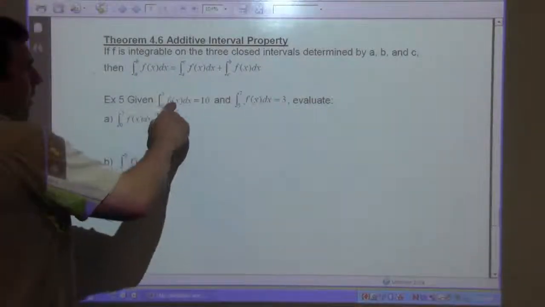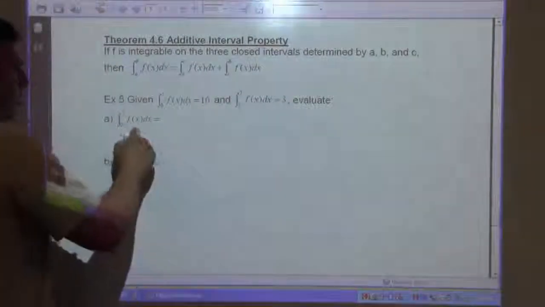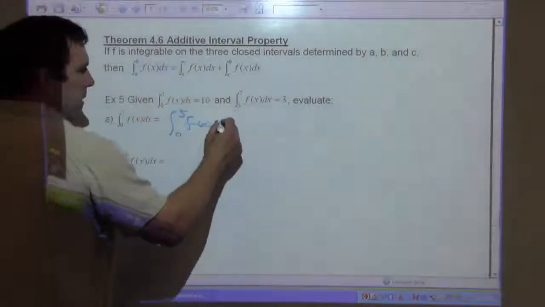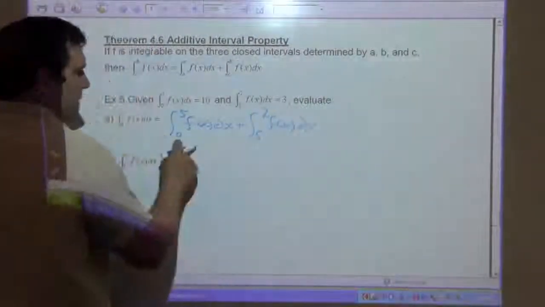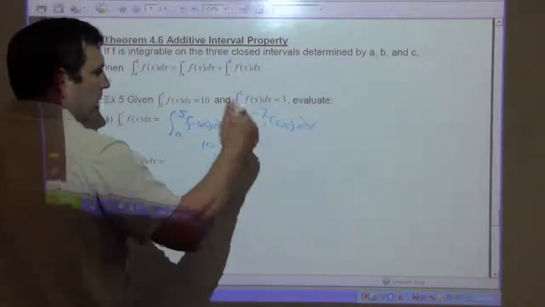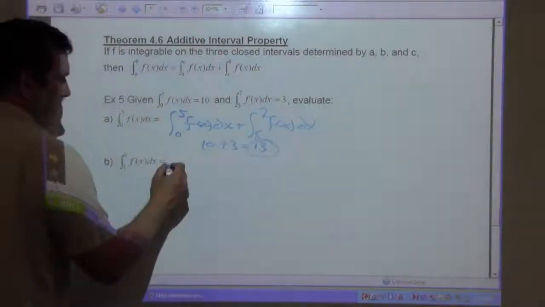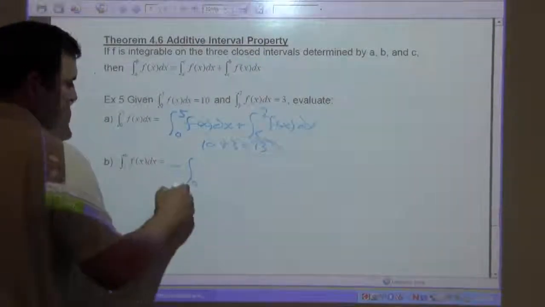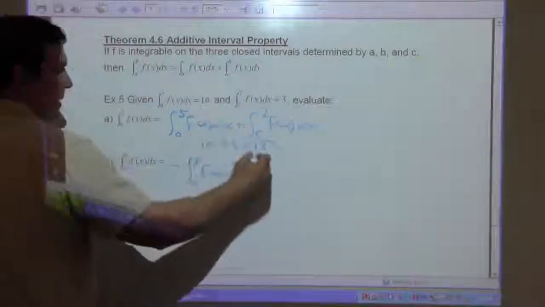So given the integral from 0 to 5 of f of x dx is 10, and from 5 to 7 of f of x dx is 3, evaluate the integral from 0 to 7 of f of x dx. That's the integral from 0 to 5 of f of x dx plus the integral from 5 to 7 of f of x dx. 0 to 5, 5 to 7 is 0 to 7. That's 10 plus 3, which is 13. Yay! And the integral from 5 to 0 of f of x dx is the negative of the integral from 0 to 5 of f of x dx, which is the negative of 10.